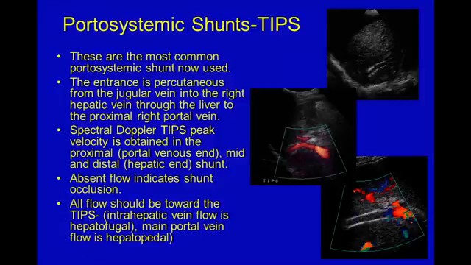We look at these for their velocities as well as just their generic patency, and you can see here is obviously a patent TIPS, here is one that's obviously occluded, and the key to TIPS imaging is that all flow should be towards the TIPS, i.e. it should always be towards the shunt.